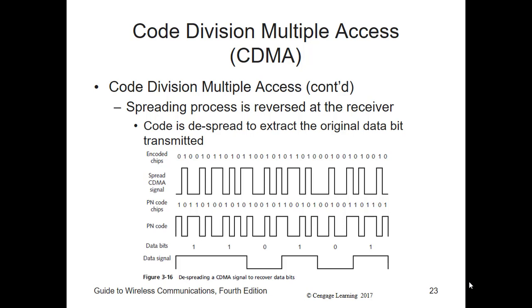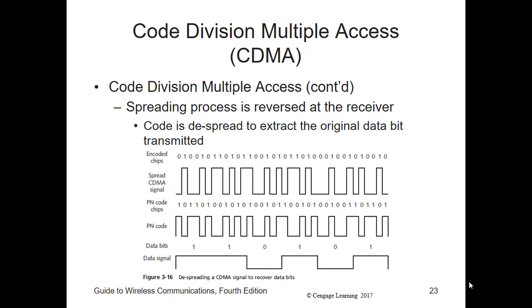Now, in CDMA technology, the spreading code is also called a pseudo-random PN code because the code appears to be a random sequence of ones and zeros, but it actually repeats itself over and over. The spreading process is reversed at the receiver, and the code is despread to extract the original data bit transmitted. Because all receivers are on the same frequency, they all receive the same transmission. The PN code is designed so that when a receiver picks up a signal that was spread with the PN code being used by another receiver and attempts to recover the original data, the decoded signal will look like a high frequency signal instead of data. So it would then be ignored.